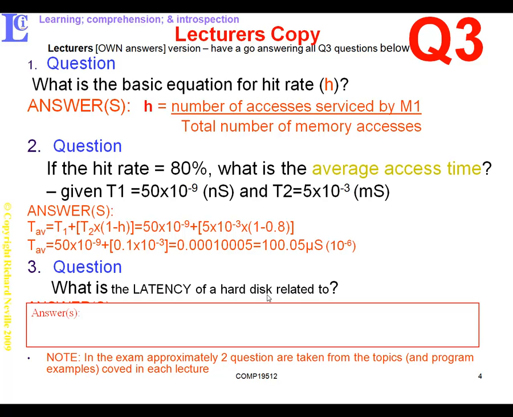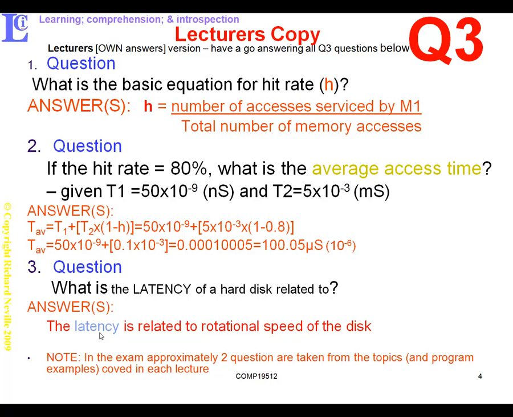Then we looked at hard disks. So a question relating to hard disks is, question 3 is, what is the latency of a hard disk related to? I'll give you a few minutes to think about this. So the latency is related to the rotation speed of the disk. The latency is actually the time it takes to find a sector on a track when you first move to the right track, which is maybe halfway across the disk, and then you move round the disk to the right sector. So the latency is important, and it's related, as it says here, to the rotation speed.